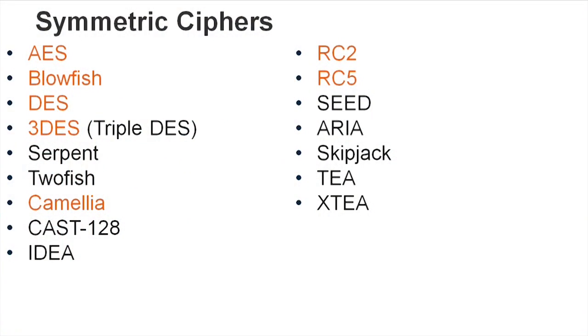Symmetric ciphers. What is symmetric encryption? The same key is used to encrypt that is used to decrypt. And we use these on stream ciphers quite a bit. So some examples are AES.